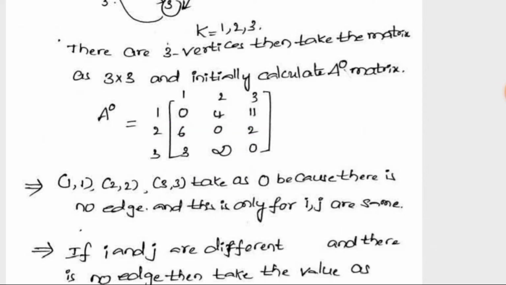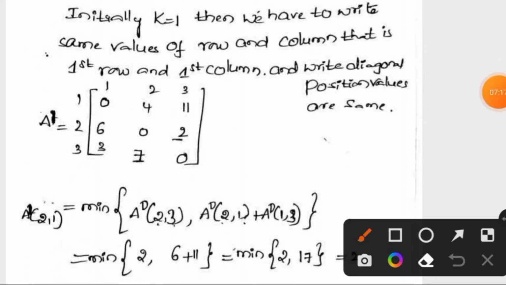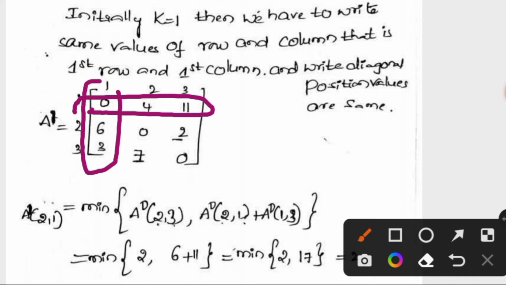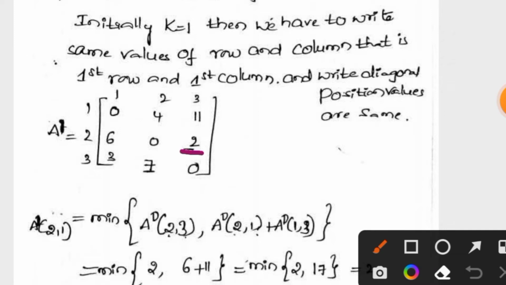So now we are going to calculate A power 1. In this one, 0, 4, 11 should be the same as in A power 0, and 0, 6, 3 should be the same as in A power 0. Now we calculate the next positions. See here what positions we have to calculate. The 2 comma 2 position is 0, so no need to calculate the minimum. We have to calculate the 2 comma 3 position and the 3 comma 2 position.